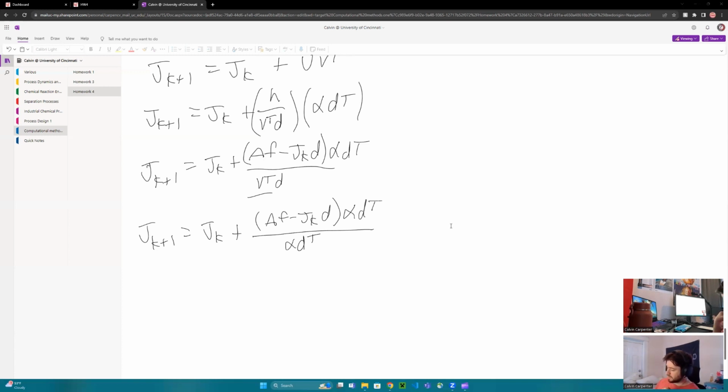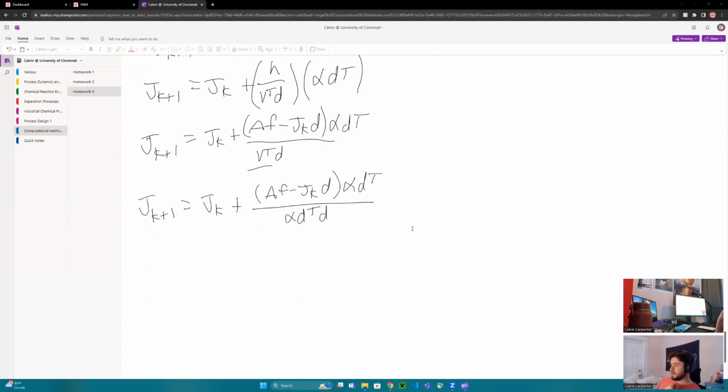Yeah, I'm forgetting a d. Okay, I was wondering why that looked weird. Anyway, this alpha can be canceled, and then we're left with jk plus 1. And remember, d is equal to delta x. And this d dt, remember, that's equal to that, remember?